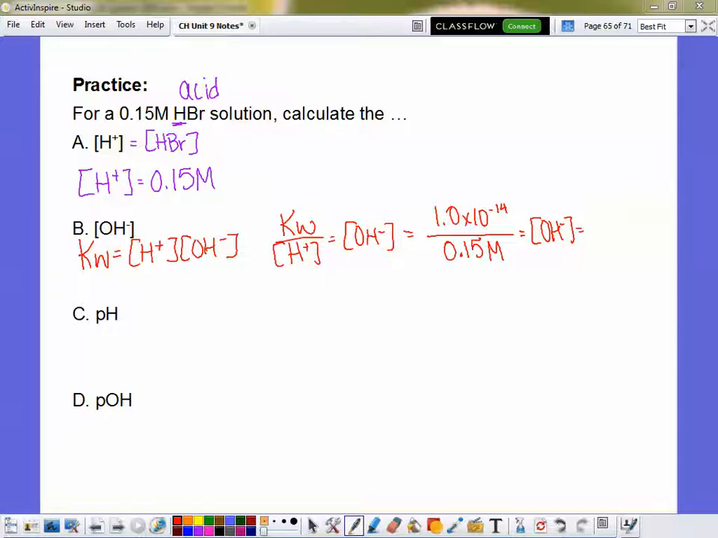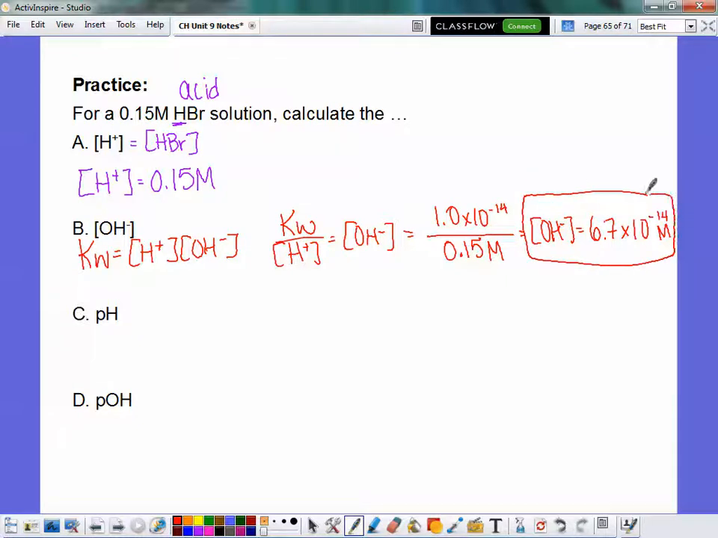So what do you get? I got 6.6... 6.7 e to the negative 4. That's what I got. 6.7 times 10 to the negative 14 molar.